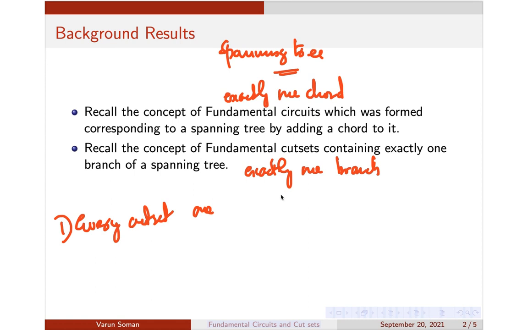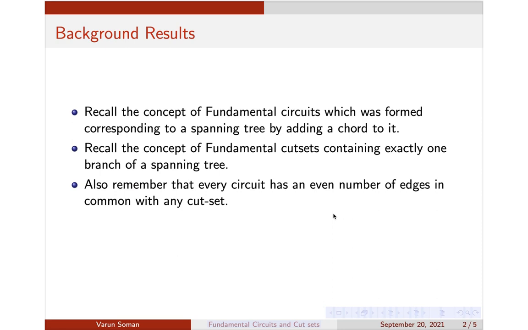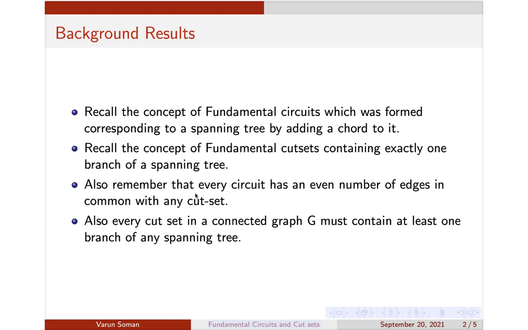And we have also discussed that every circuit contains an even number of edges in common with a cut set. This we have discussed in previous sessions. So two theorems: every circuit has an even number of edges in common with any cut set, and every cut set should have at least one branch in common with any spanning tree. We will be using these two theorems to discuss the results in this session. These two theorems we have already proved in the previous sessions.